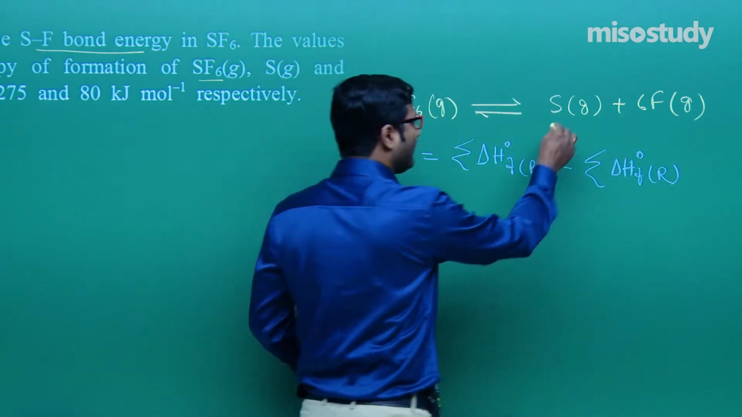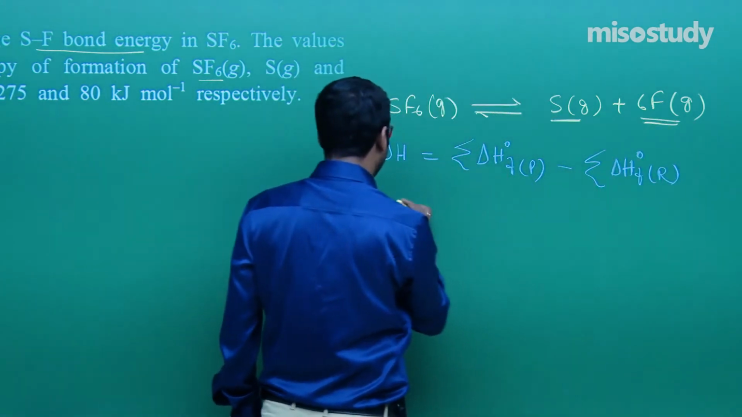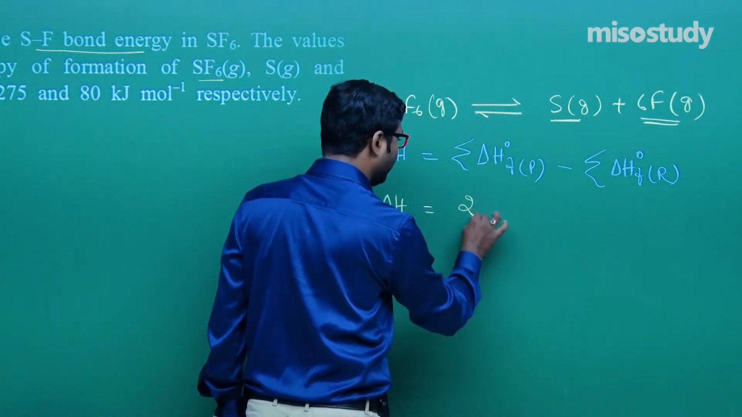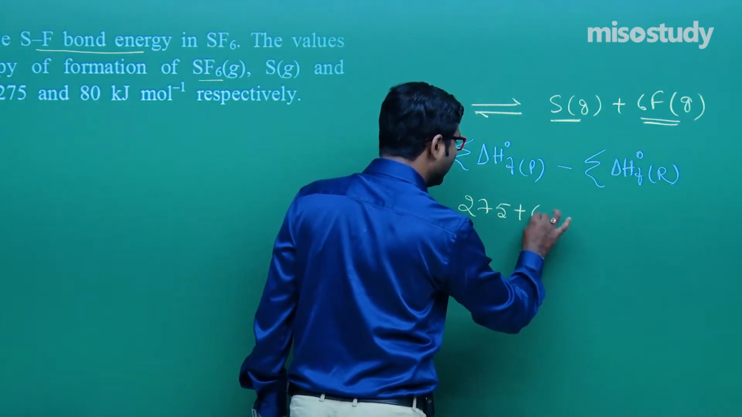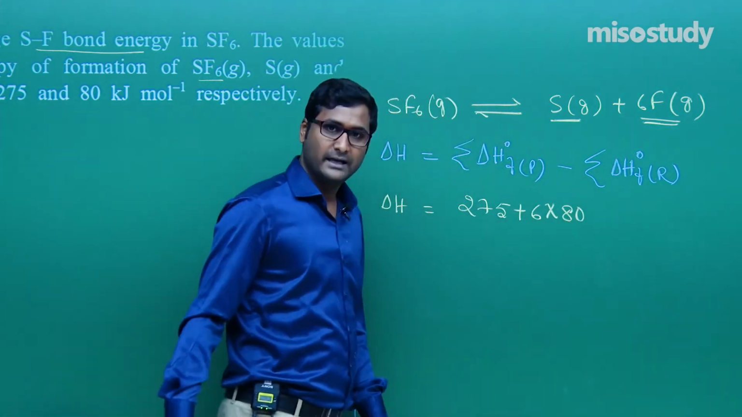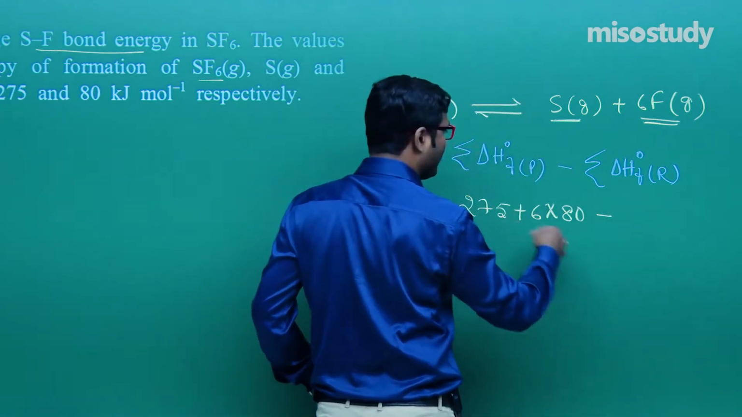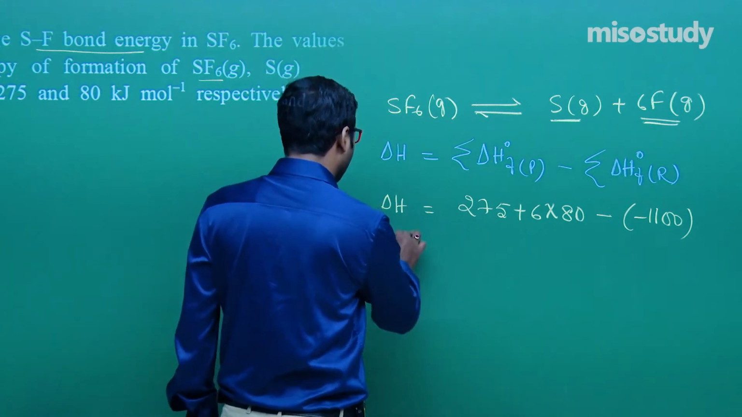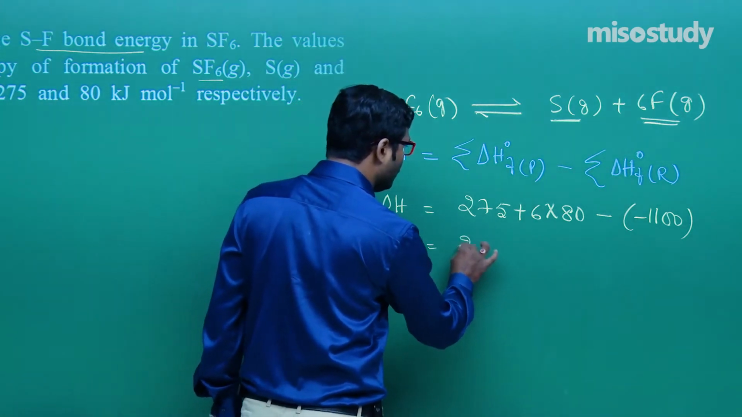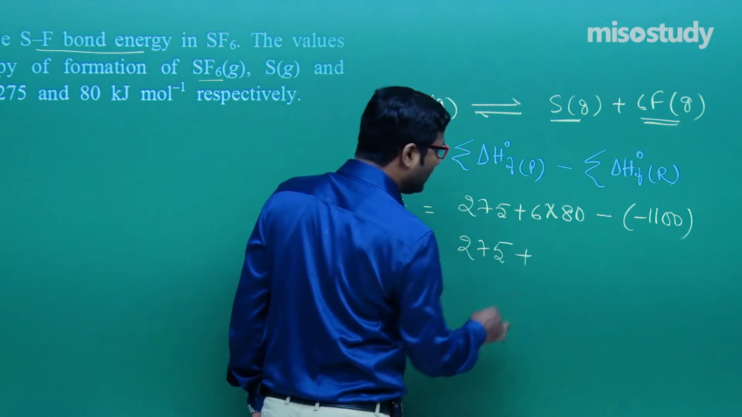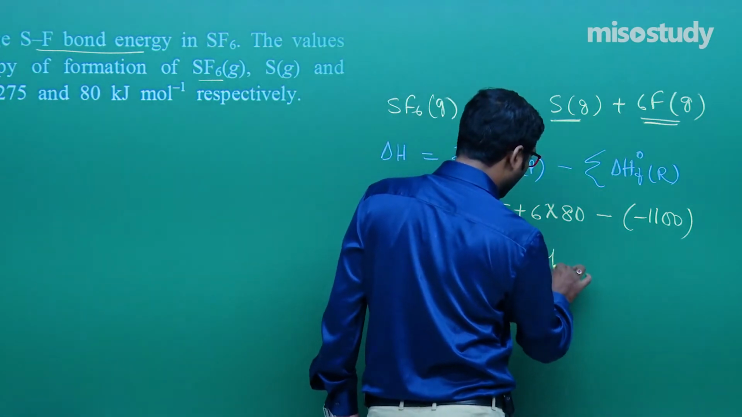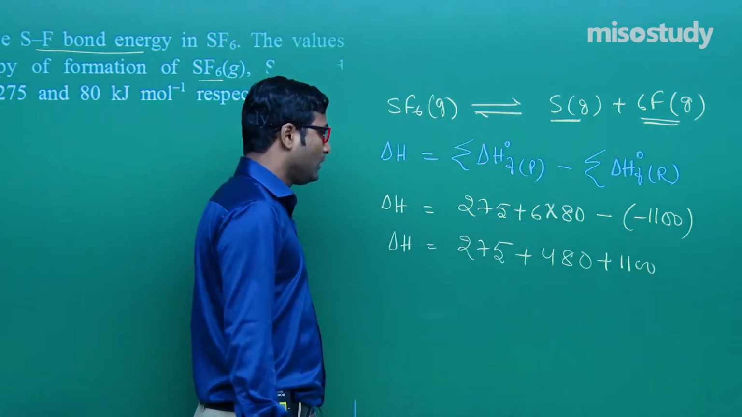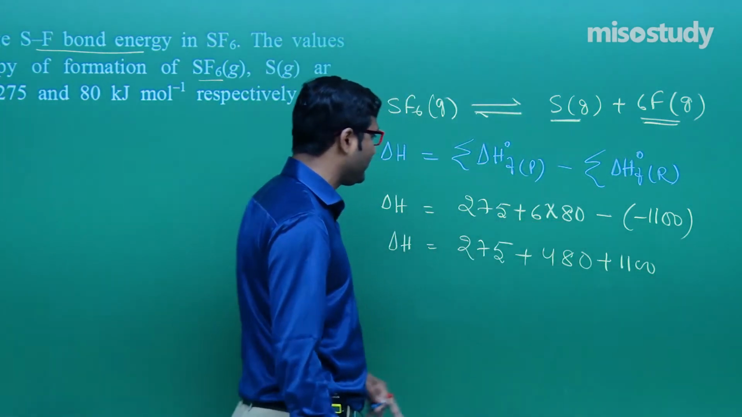Now what is the product? Sulfur and fluorine. Now put the values. What is the value for sulfur in this case? It is 275, plus 6 into 80. Now minus, what is the value of the reactant? That is minus 1100. Now delta H is equal to 275 plus 480 plus 1100.